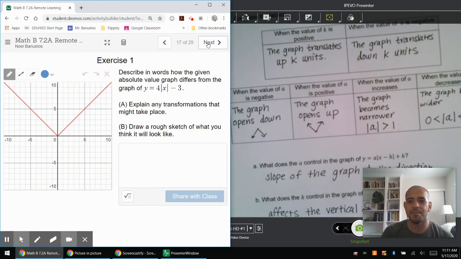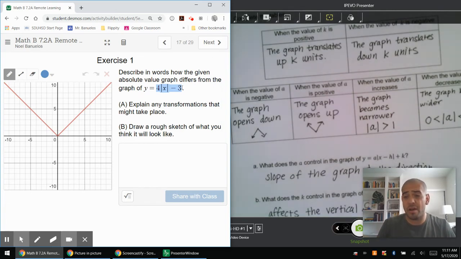All right, so here we go. We're going to use what we know now to describe what happened to our original function. Right now we have that red line right there. That's the original, our parent function, the absolute value of x. And we need to figure out what happened with these operations here. How do we expect our new function to look?